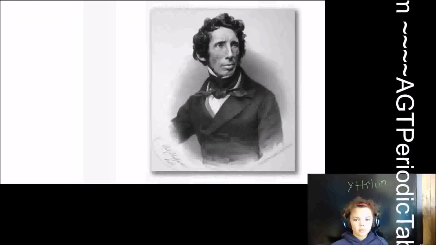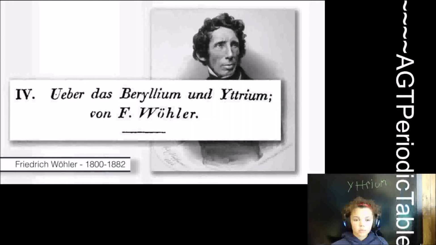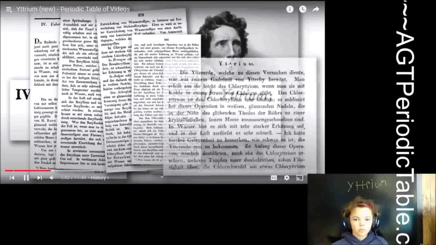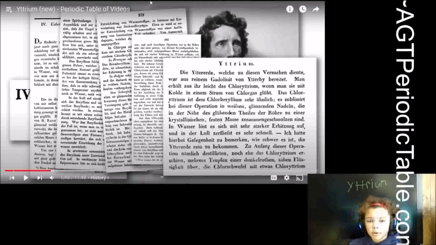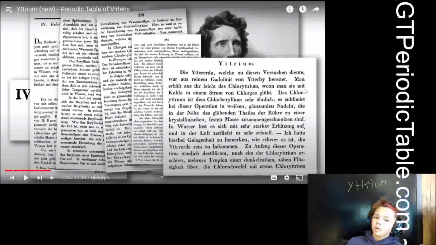Yttrium itself was discovered as an oxide, or isolated as an oxide, at the end of the 18th century, but it wasn't isolated as a metal until the 1840s. It was isolated by German chemist Friedrich Wöhler, who managed to publish a paper in which he described discovering metallic beryllium and metallic yttrium in the same paper. So he discovered both metallic beryllium and yttrium.